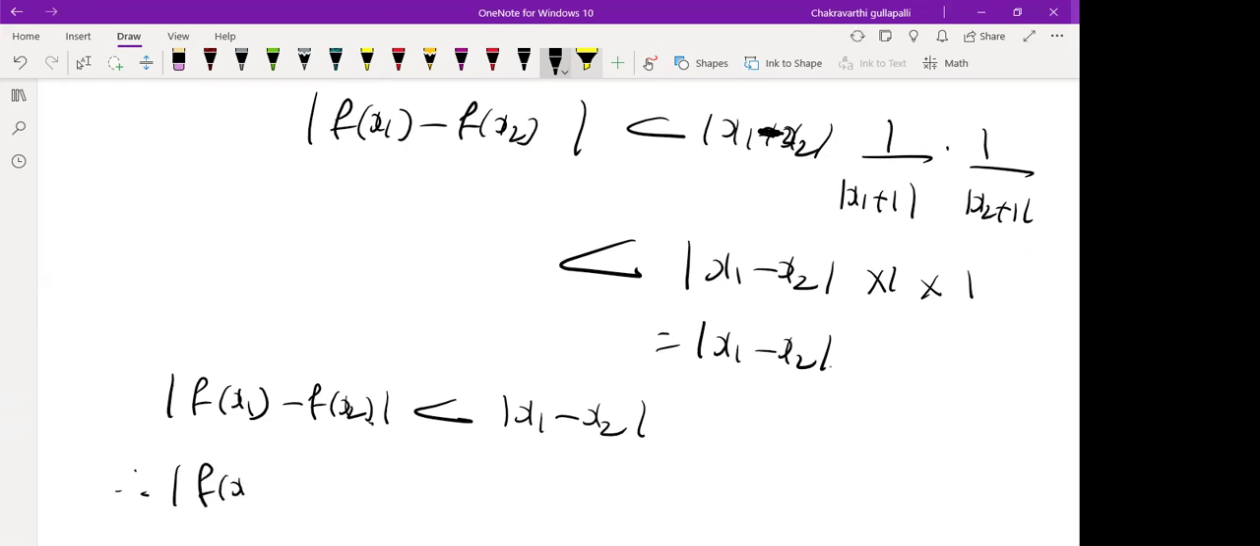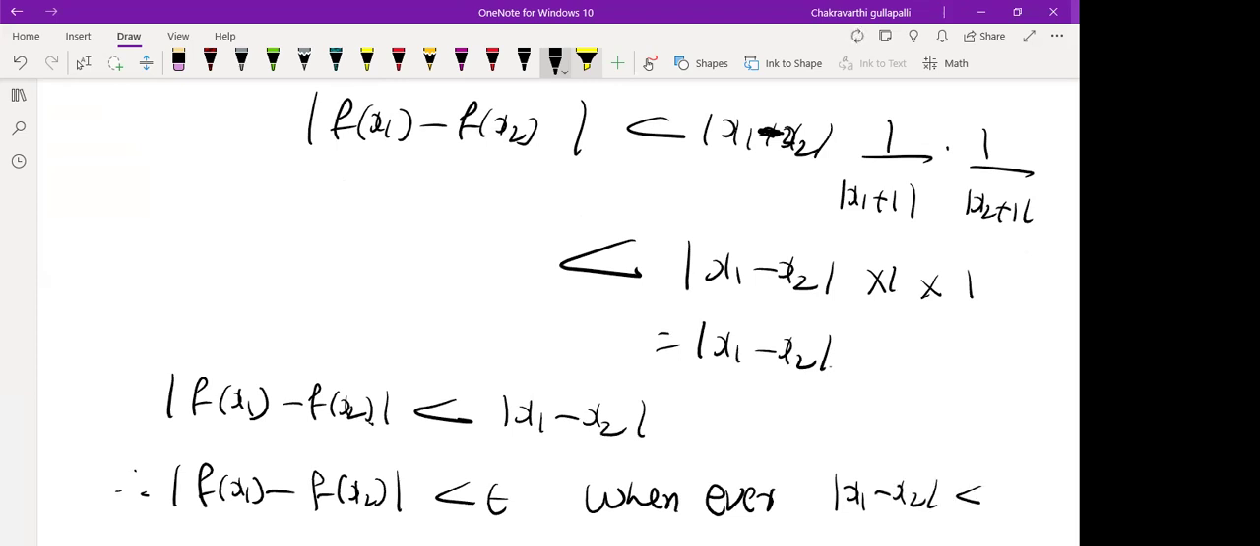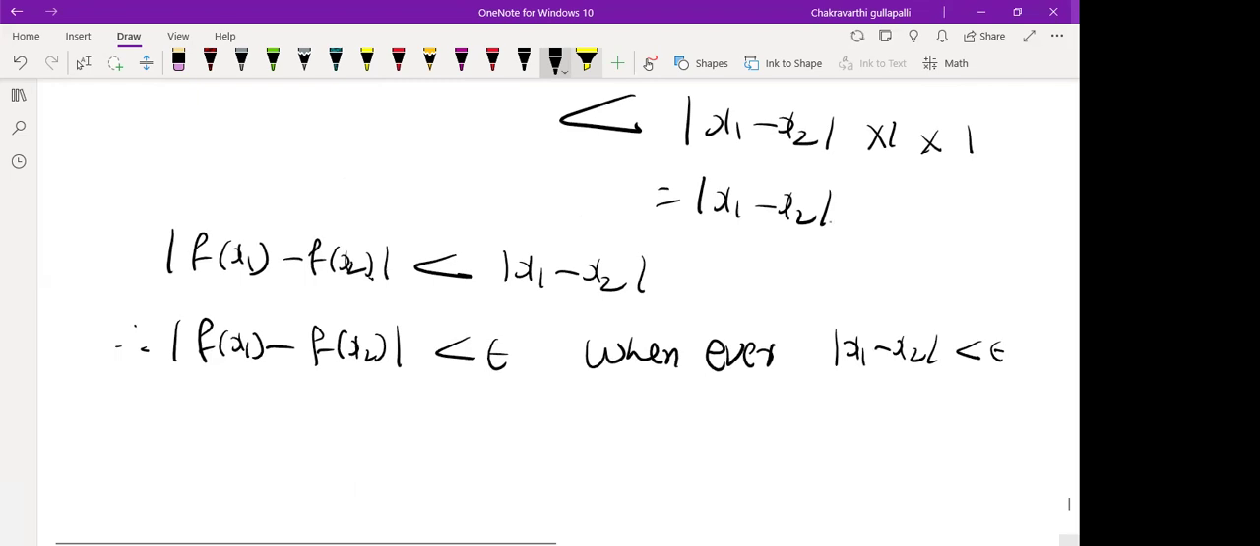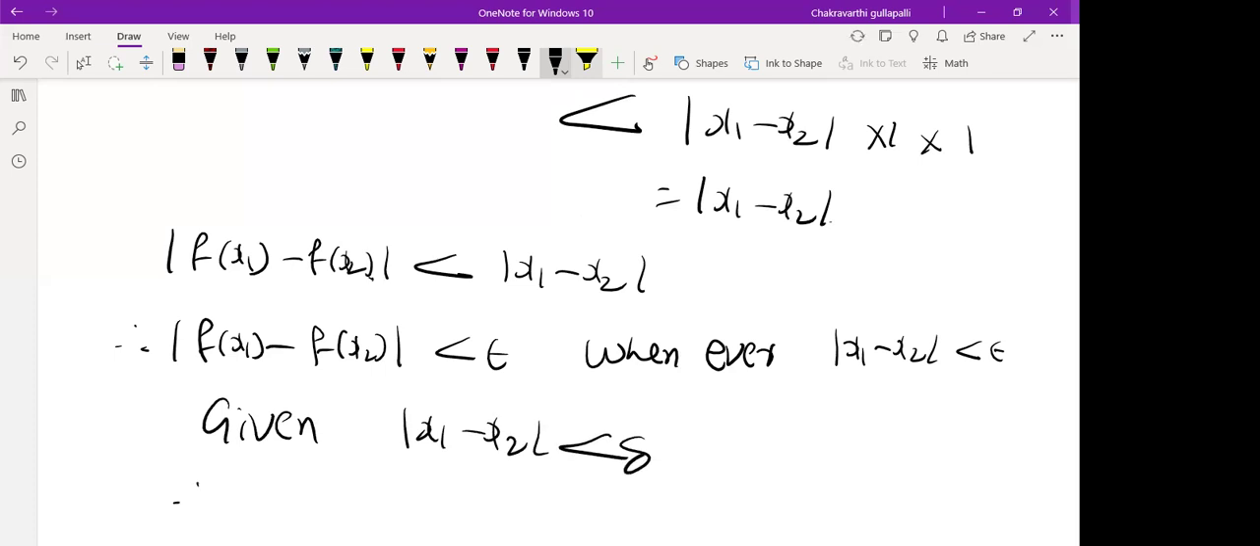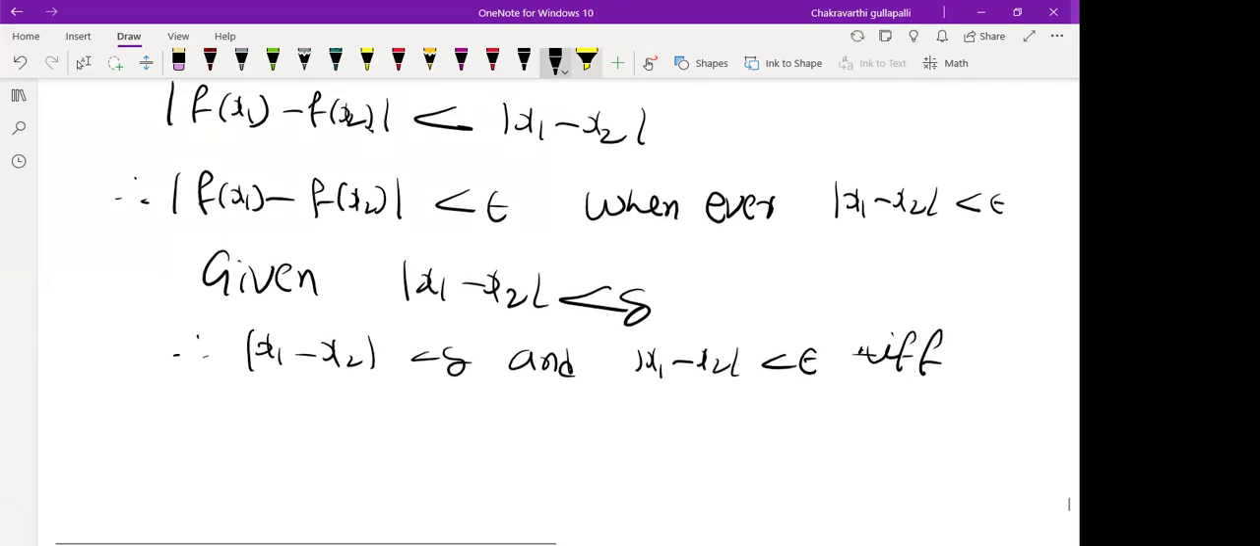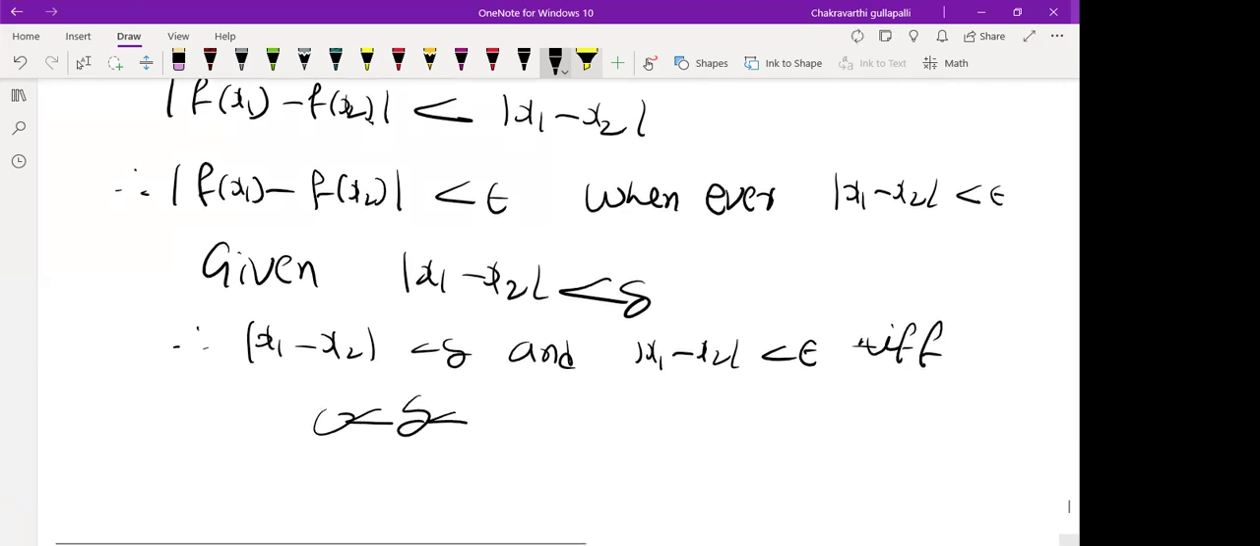Therefore, |f(x1) minus f(x2)| is less than epsilon whenever |x1 minus x2| is less than epsilon. LHS is less than epsilon only then, but given |x1 minus x2| is less than delta. So when are both going to be satisfied? |x1 minus x2| less than delta and |x1 minus x2| less than epsilon is possible if and only if delta is greater than 0, less than or equal to epsilon.